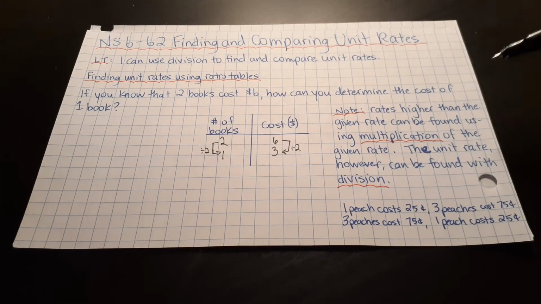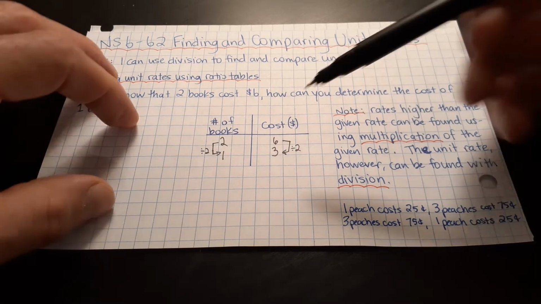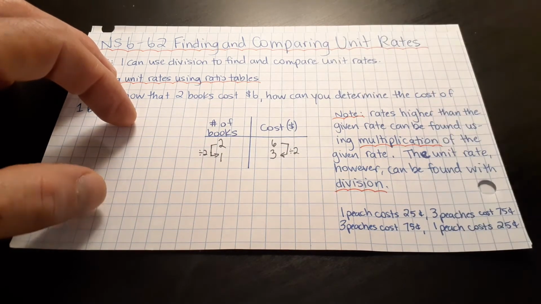Now I just wrote a couple of notes here. It says rates higher than the given rate can be found using multiplication, which is kind of what we've been doing in the past couple of videos. The unit rate, however, can be found with division. So if we're going down from 2 to 6 to 1 to 3, we have to find that using division.